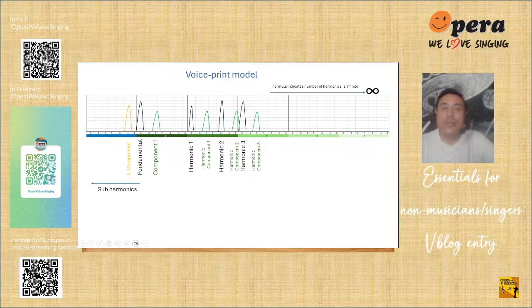Okay, so fundamental, infinite number of harmonics, unknown number of components, and also with an infinite number of harmonics. And we have components higher in pitch than the fundamental, and we have components lower in pitch that are on the left of the graph. And besides that, we also have subharmonics, which fortunately are not infinite, but are also there.